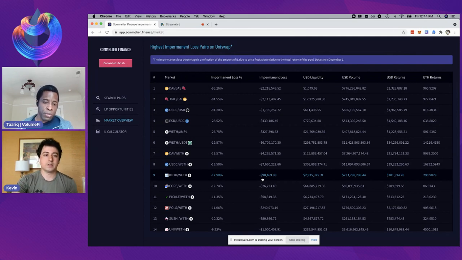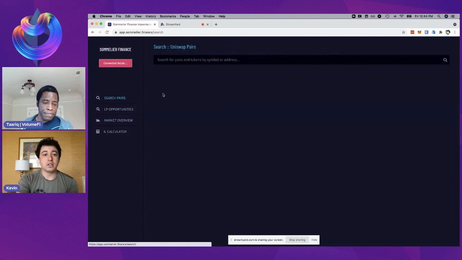So tell me about the search pairs. What can I do with search pairs? I'm seeing that at the top. You can search for whatever you want.